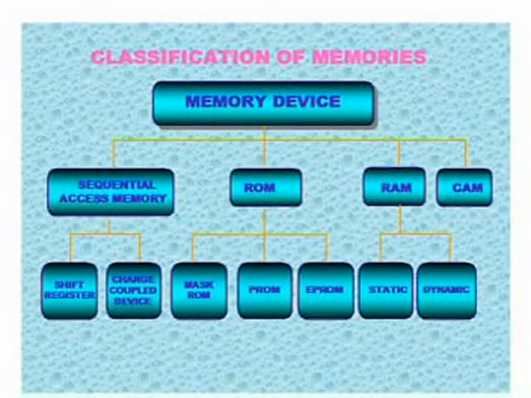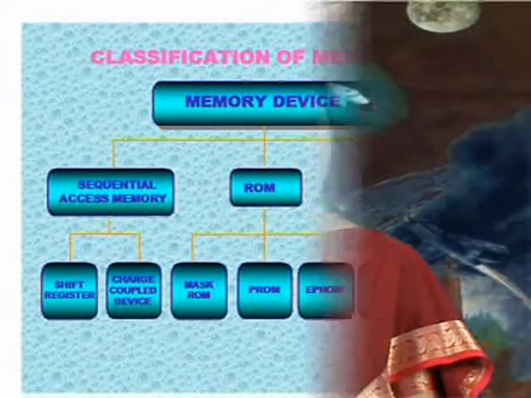Again, this random access memory is divided into two groups. One is static RAM and another one is dynamic RAM. In the static RAM, the data is stored as long as the power is on.